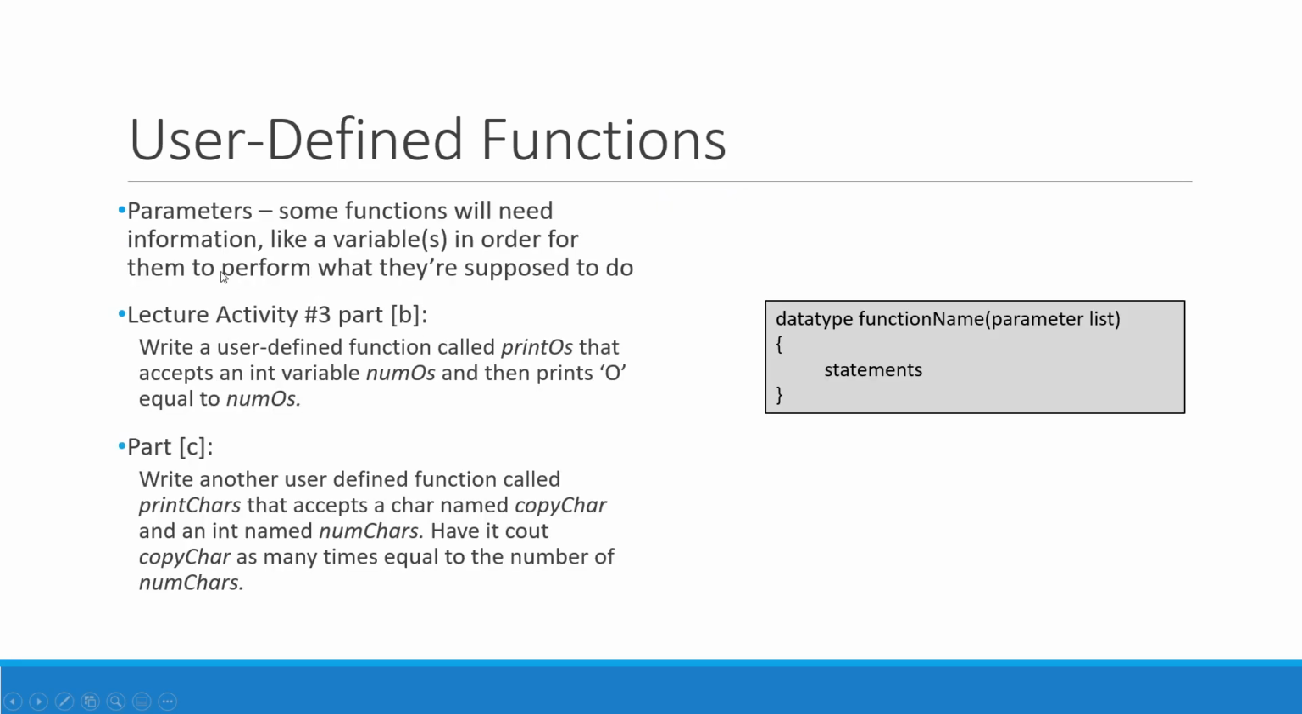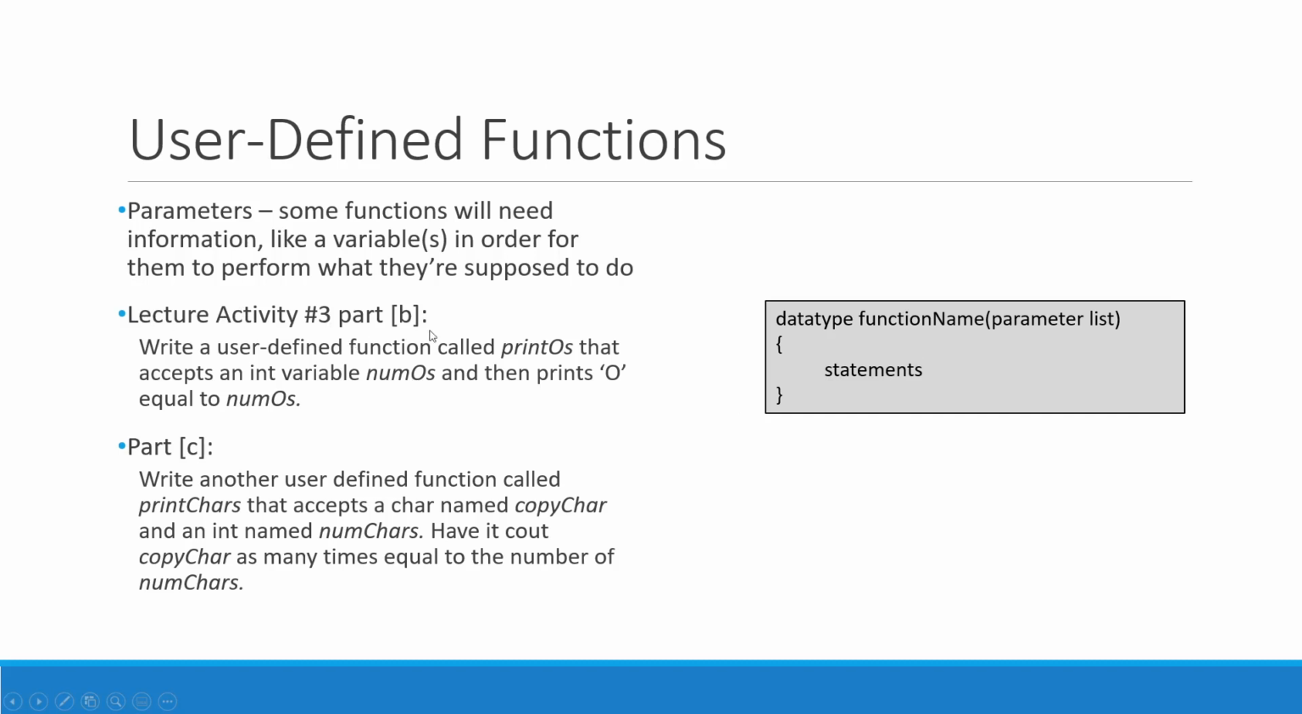So the purpose of parameters. Some functions will need information, like a variable or variables, in order for them to perform what they're supposed to do. And now I actually have the next two parts of the lecture activity to demonstrate this. So both of these are going to require some data to be inputted through the parameter list so that the function definition can process it and do what we're supposed to do, okay?